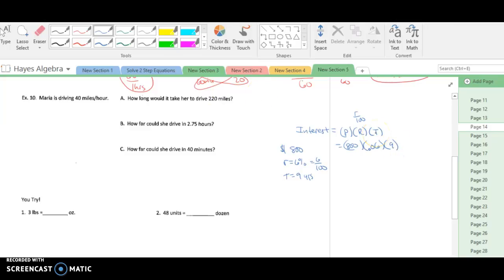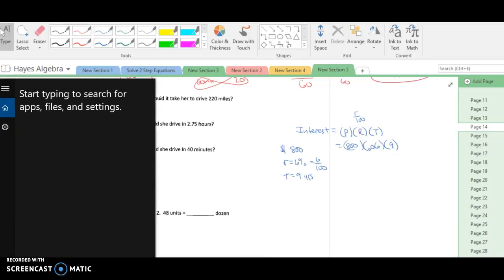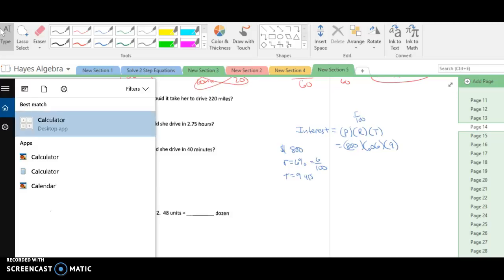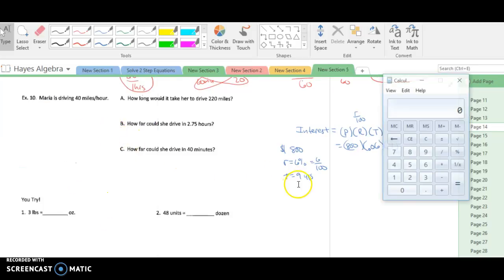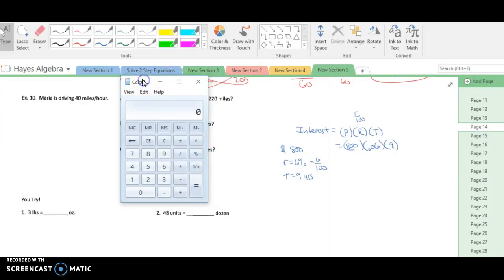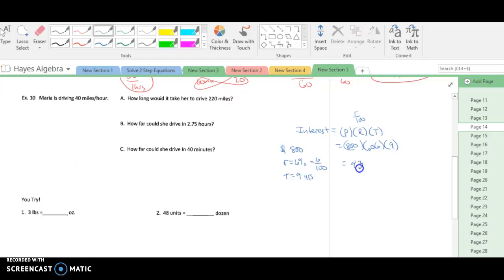Now, if I take my calculator out, and I'll do it right here, I take the calculator out and I put that in there. I get 800, right, times 0.06 times 9. It's $432. Okay, it equals $432.